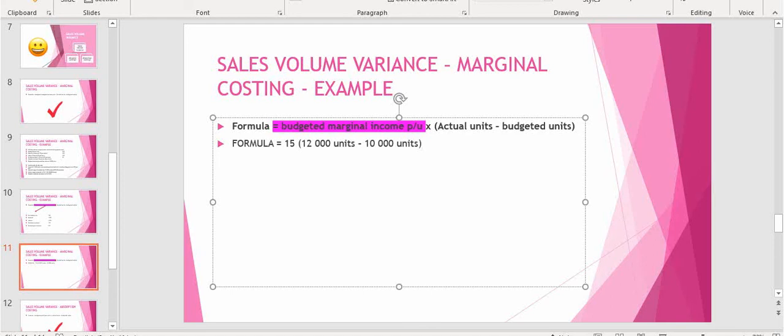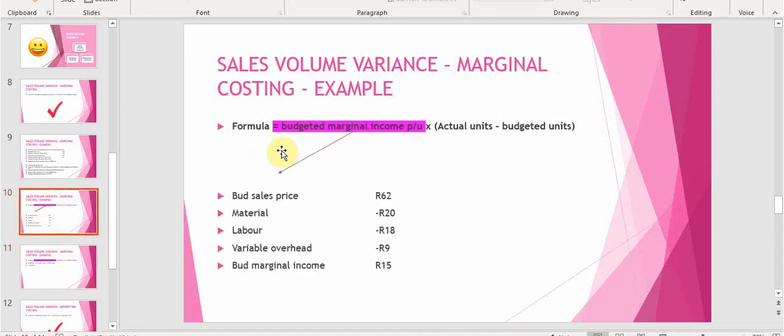And the answer there should be, if I type it into my calculator, I get 30,000 Rand. So the answer is a total of 30,000 Rand. I get a positive answer on my calculator, so therefore the sales volume variance is favorable. All right, so this is how we calculate the sales volume variance when marginal costing is applied. We do not minus fixed costs. We just calculate the marginal income without subtracting fixed costs.